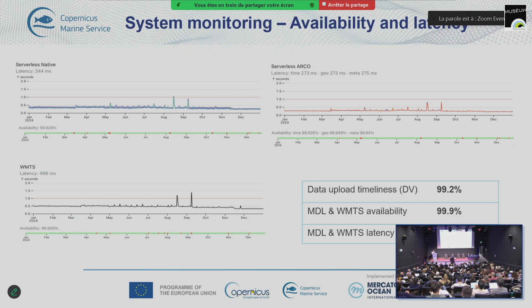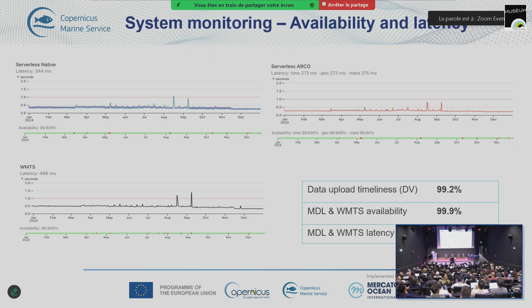This is just for monitoring. The system is obviously monitored continuously. We have here examples for 2024, the year from January to December. For the native service, ARCO service, and WMTS service, in general, we had some small outages, as you can see, for the availability, but we had an availability across the year of 99.9%, which is good news. The system is working very well.